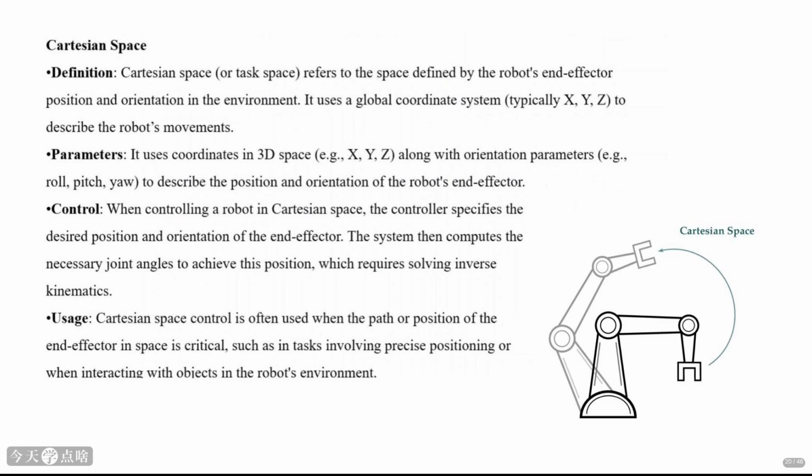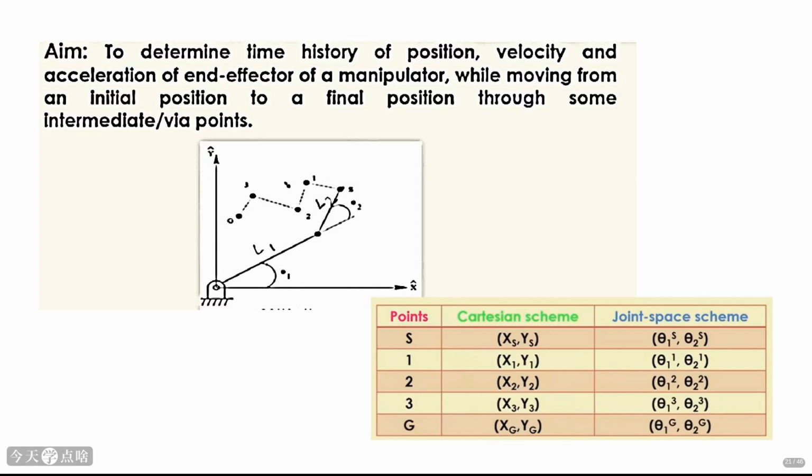Controlling in Cartesian space is much more intuitive for most tasks, like assembling a product or painting a surface. You care about the end-effector's position, not the internal joint angles. So, what's the goal of trajectory planning? It's to figure out the complete history of the end-effector's position, velocity, and acceleration over time as it moves from a starting point to an ending point, possibly passing through intermediate points called via points.